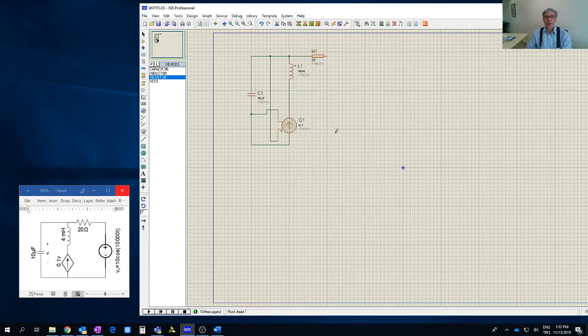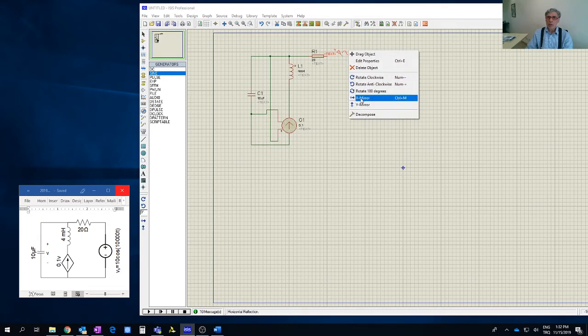Yeah. So what is left? The source. We are going to take the source from here. You see this signal here. These are the sources area. Put that in. Sine function, sinusoidal function will be taken from here. So I put it here. Horizontal mirror. Then do the connection.